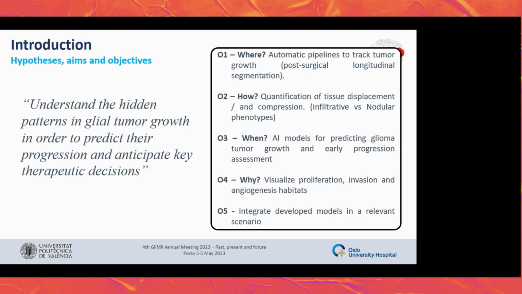The third is to understand when. Are we able to predict when the tumor will grow and how it will grow? Then we want to know why it's growing one way or the other, and to visualize the proliferation, invasion, and angiogenesis phenomena that are underlying the growth. And finally, we don't want to just create models, write some articles and put the models on GitHub. We want to make this available in clinical practice.